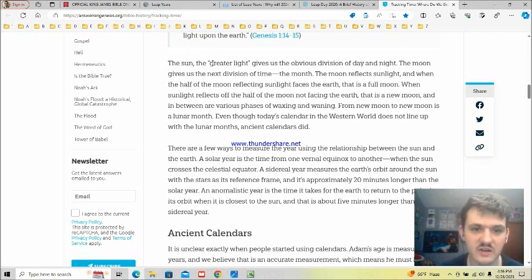So the sun, the greater light, gives the division of day and night. The moon gives us the division of time, the month, and the moon reflects sunlight. When the half of the moon reflecting sunlight faces the earth, that is a full moon. When the sun reflects off the half of the moon not facing the earth, that is a new moon. Between the various phases of waxing and waning, from new moon to new moon is a lunar month. Even though today's calendar in the Western world does not line up with the lunar months, the ancient calendars did.